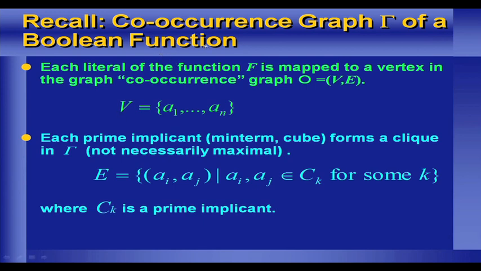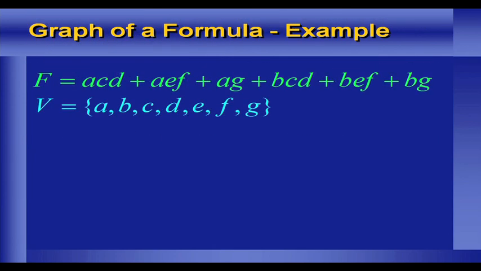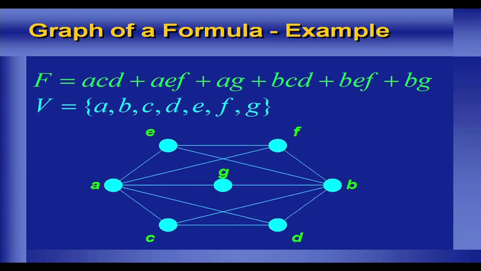So recall that a co-occurrence graph we formed from a Boolean function, where each prime implicant or term gave us a complete subgraph in this graph. And we recall this example, and here was our graph, which happens to be the graph that we just worked on. This is the co-occurrence graph for this formula.